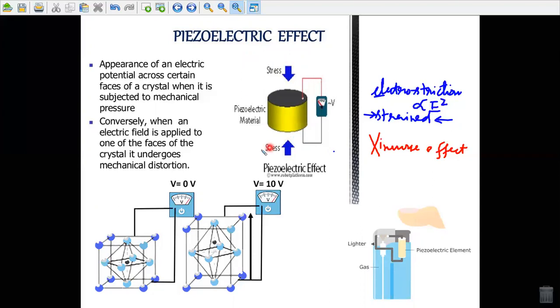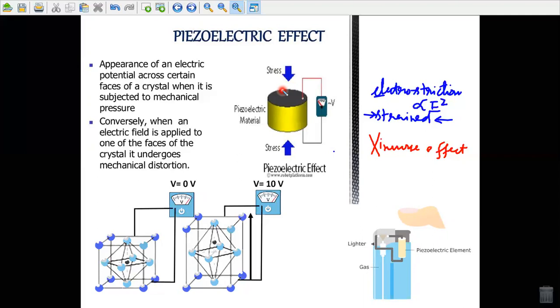So as can be seen from this, if we stress this material, if this is a piezoelectric material, PZT, lead zirconium titanate, is the well-known piezoelectric material, and the voltage difference shows a non-zero value. So the appearance of the electric potential across certain phases of a crystal when it is subject to a mechanical stress is called piezoelectricity.